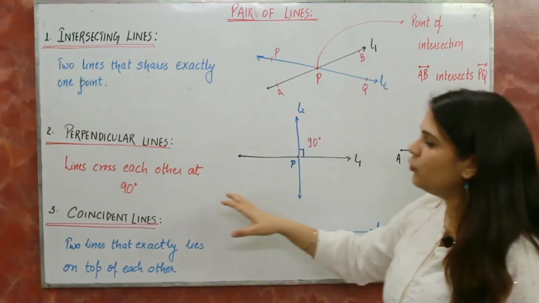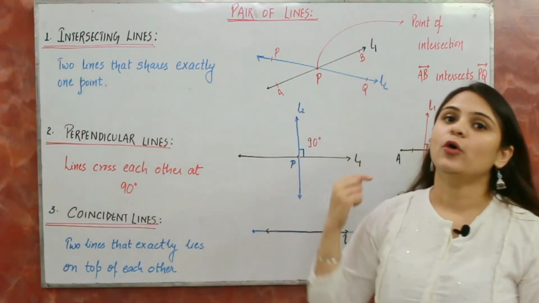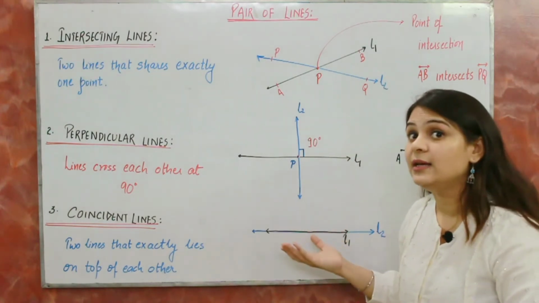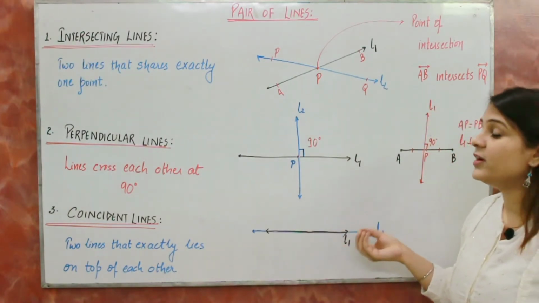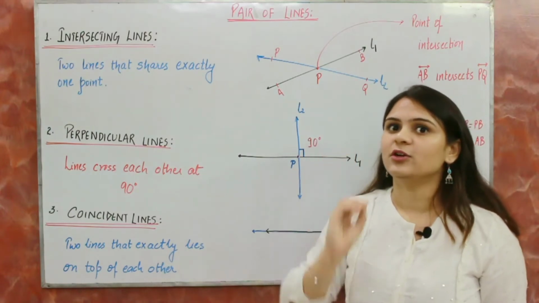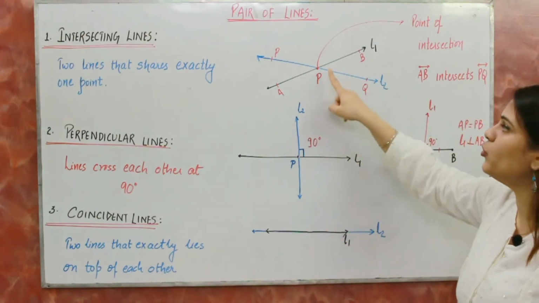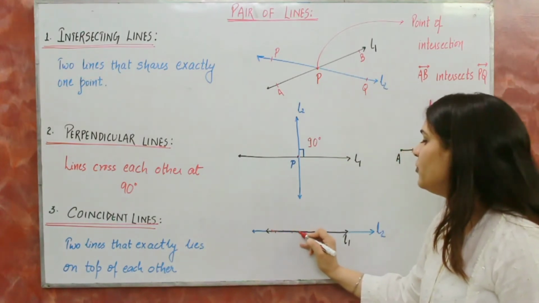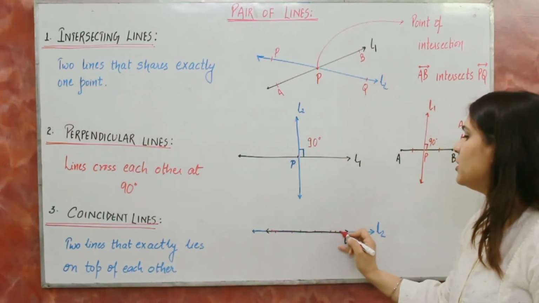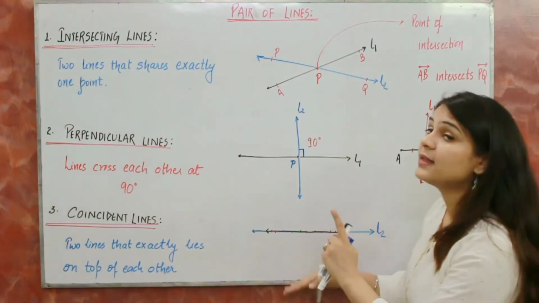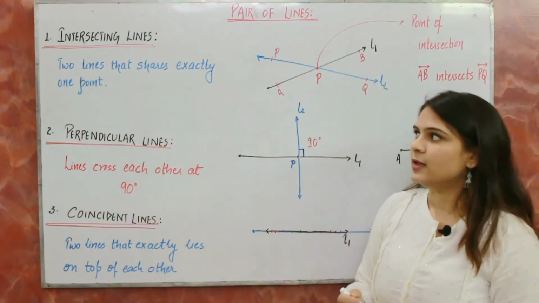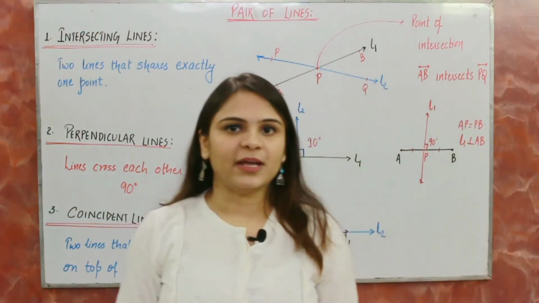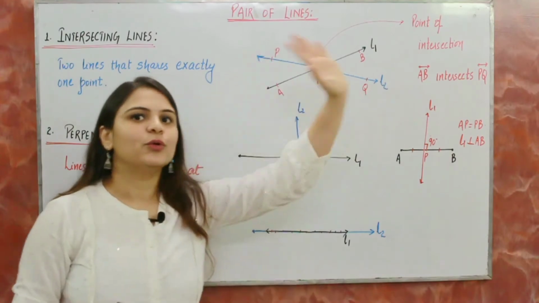Okay. Now the third one is coincident lines. Coincident lines means when one line lies over the other line, or you can say it has infinite points of intersection. Like in this case we have only one point of intersection, but here you will get infinite points of intersection, because in this case one line is exactly on top of the other line. So these are the three pairs of lines. Two pairs of lines are still remaining. Let's start with those pairs. You can note it down.